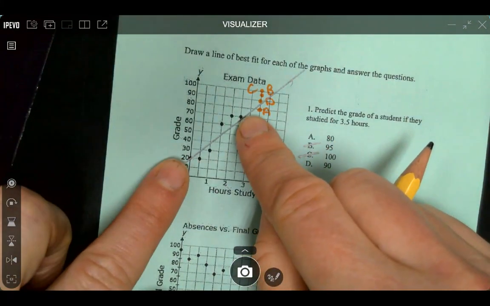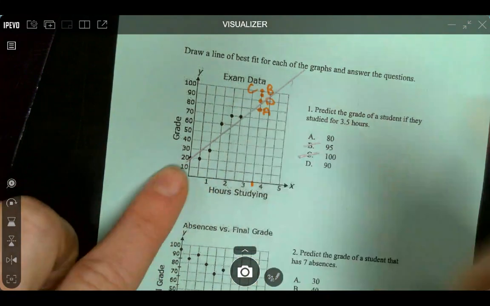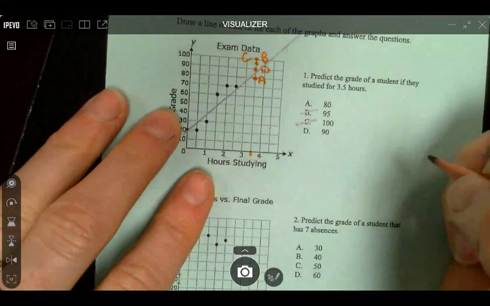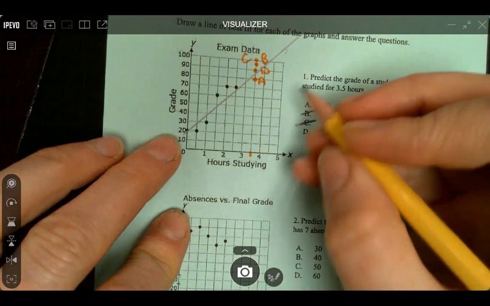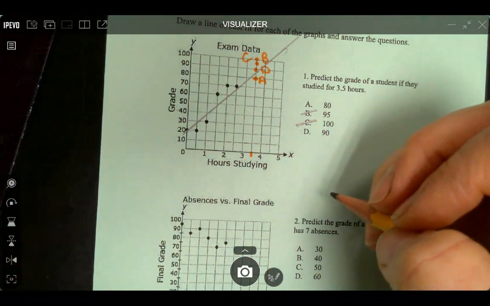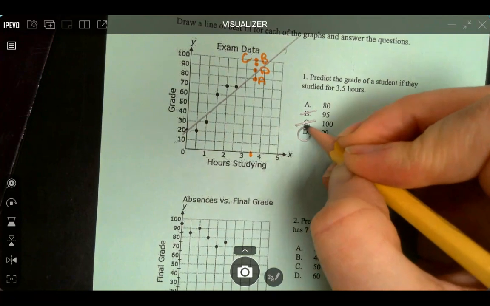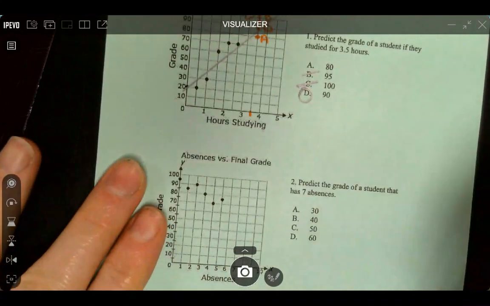Mine went through 2 points and had some above and some below. I think A is too low. Hopefully other problems won't be as close as this, because this was really close. Okay, I think D is the better pick there. A is a little too low. Okay, let's do the next one.